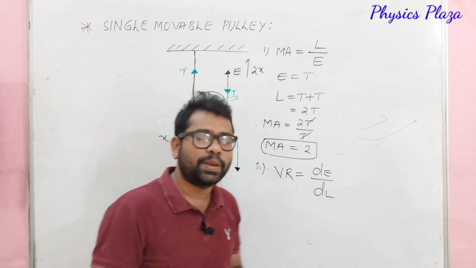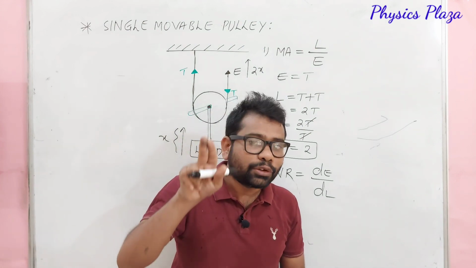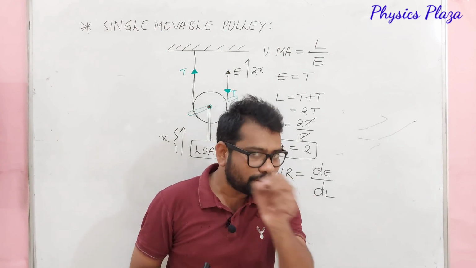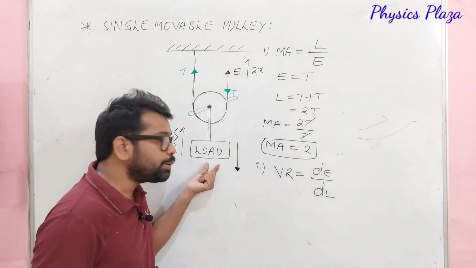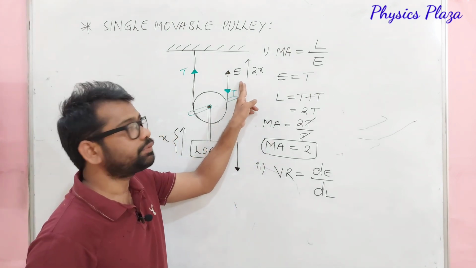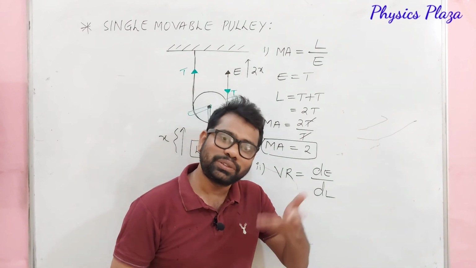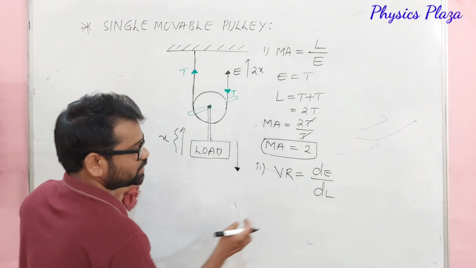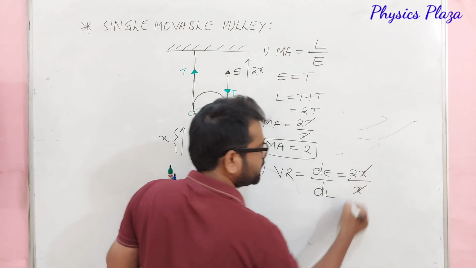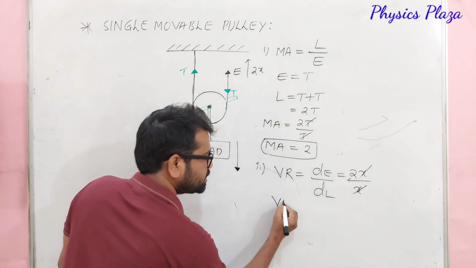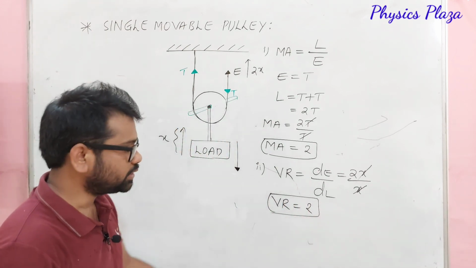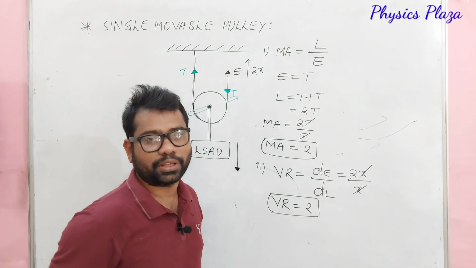Which means the effort displacement is always double the displacement of the load. In some textbooks it will be given like this: the displacement of the load is always equal to half of the displacement of the effort. Of course, both are the same. So now let us see here. The effort displacement is 2x, the x cancels, and then the velocity ratio is equal to 2. As the velocity ratio is 2, it acts like a force multiplier only.